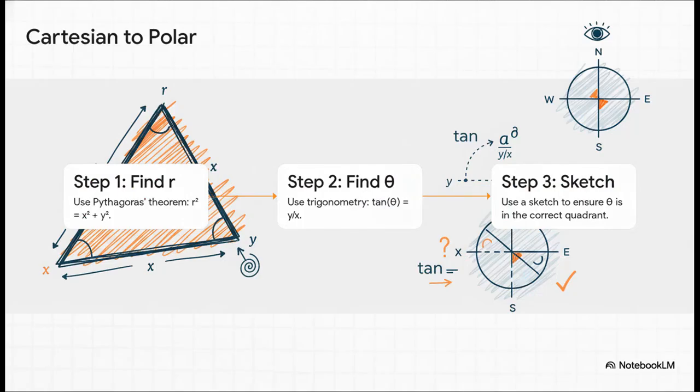Now going the other way is also pretty direct, but there is one little trap you've got to look out for. To find r, that's easy, we just use Pythagoras' theorem. To find theta, we use the inverse tangent of y over x. But, and this is so important, your calculator might give you the wrong angle. That's why step 3 is your absolute best friend. Always draw a quick sketch to make sure your angle is actually pointing to the right spot.